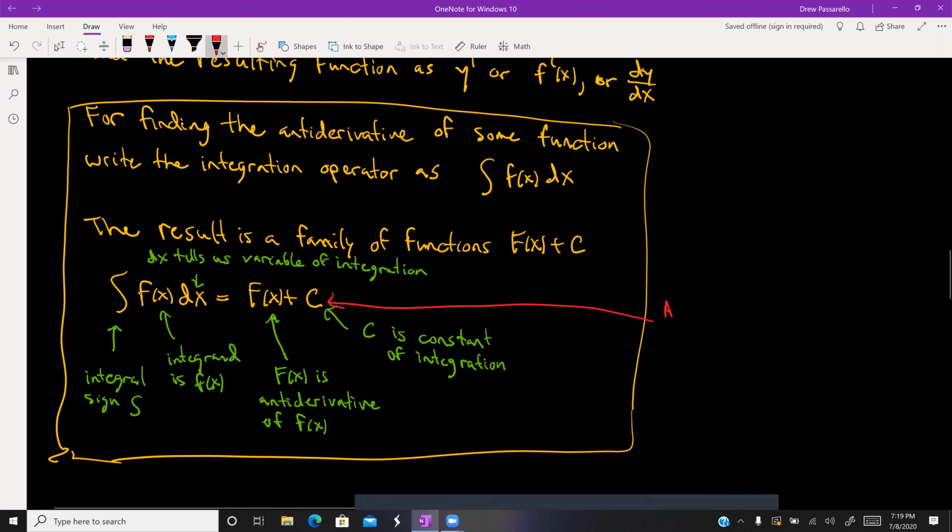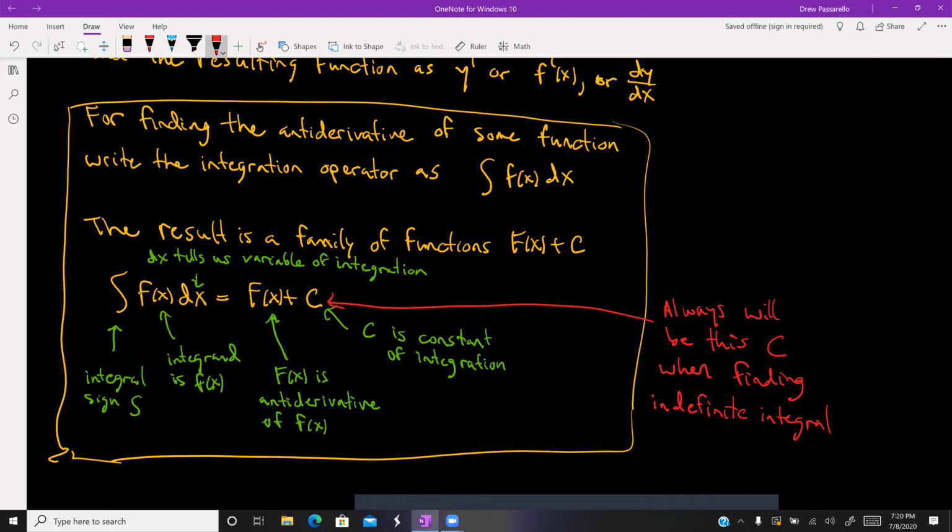So there's always going to be this constant when we're finding the indefinite integral. The indefinite integral consists of the antiderivative plus some constant. And we'll learn later on what a definite integral is.